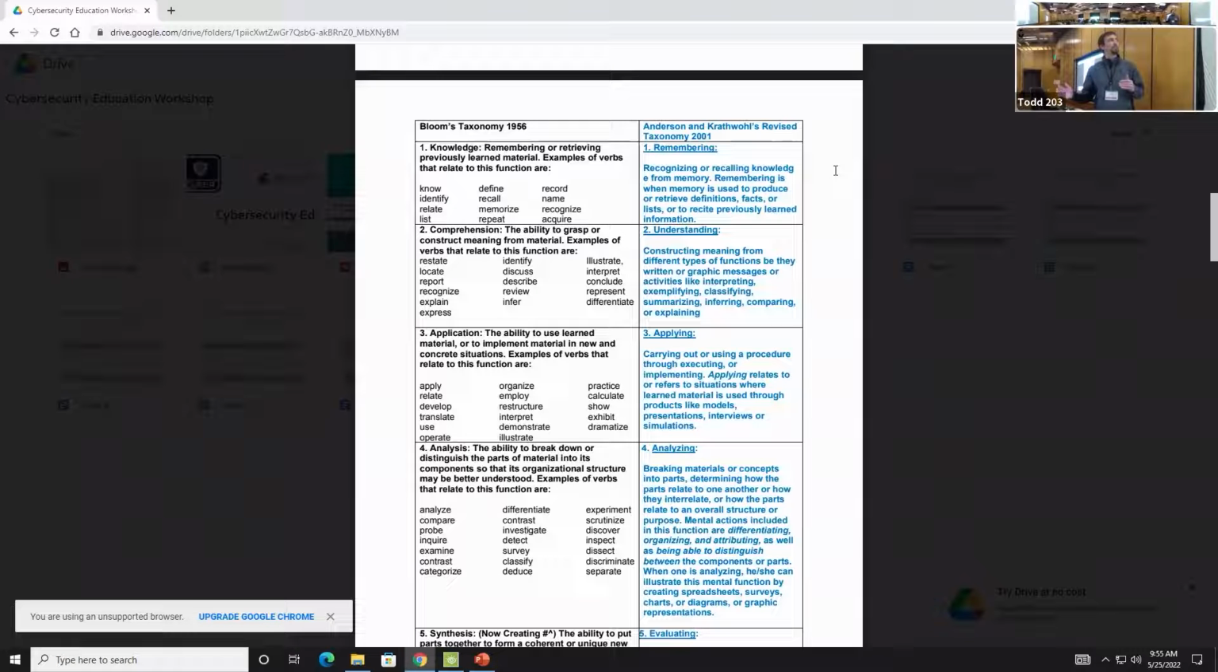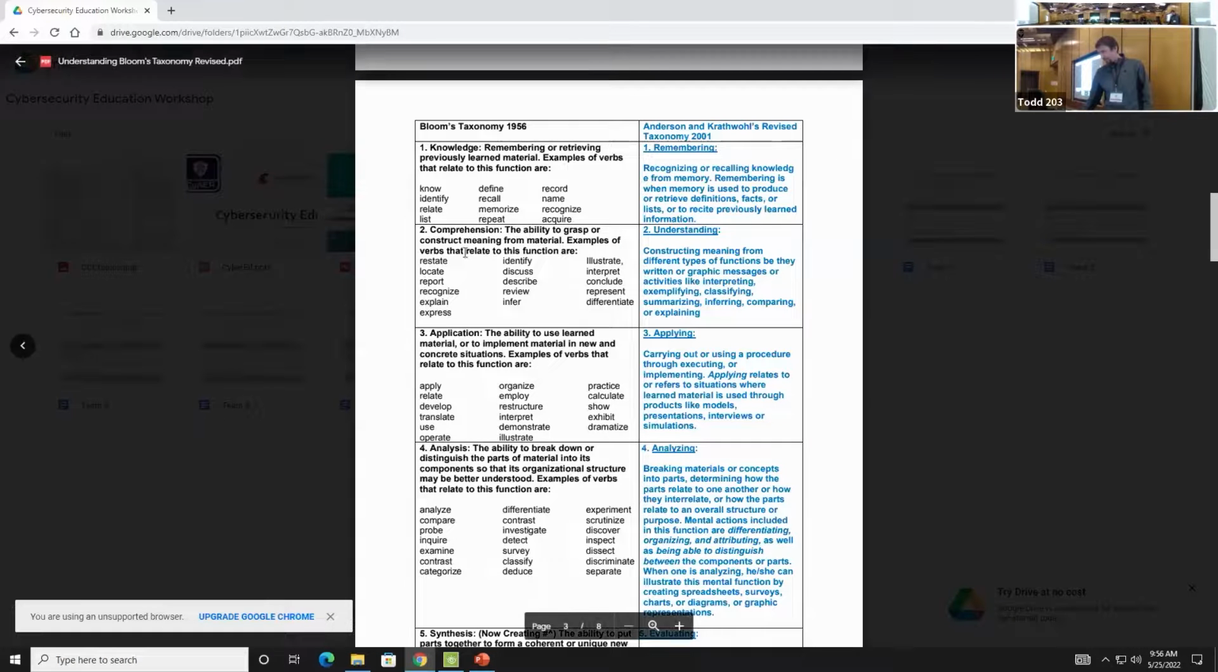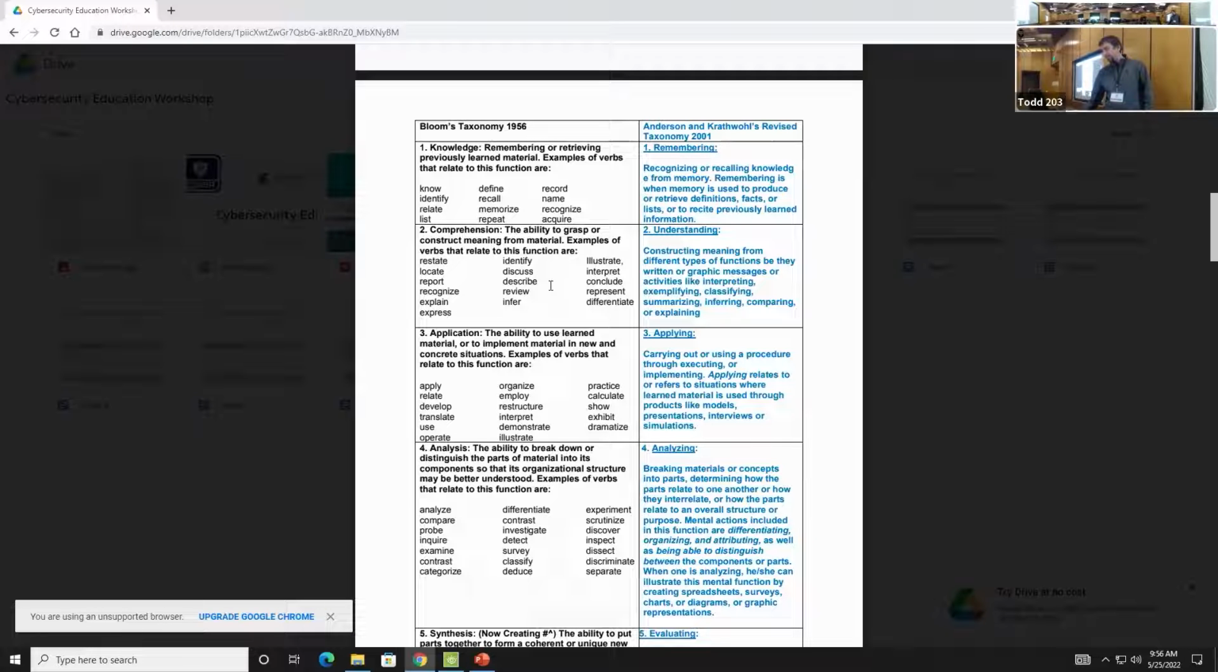One thing they changed from the old version to the new version is they made all of the titles of the levels verbs. So that for assessment, it makes it a little easier because you have the verb. You just think of it as what you're asking the student to do. You're asking the student to remember, to understand, to create. So it makes it a little easier for educators, or anyone, to understand when they're trying to use this. For comprehension, which became understanding, you can see keywords like identify, discuss, describe, explain.